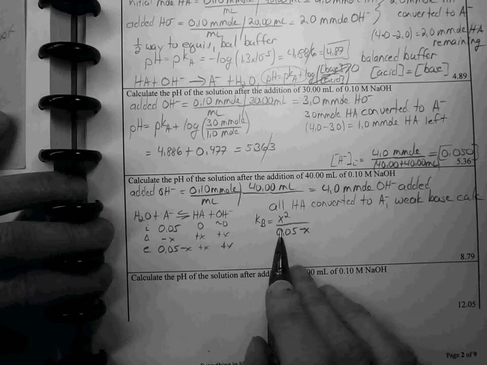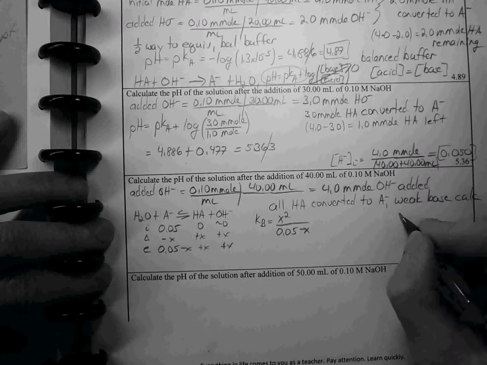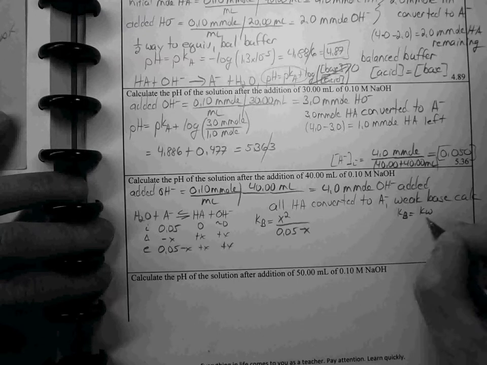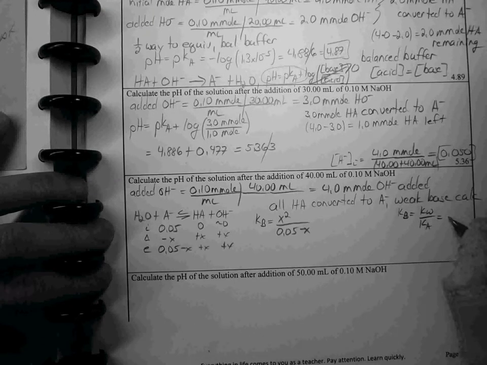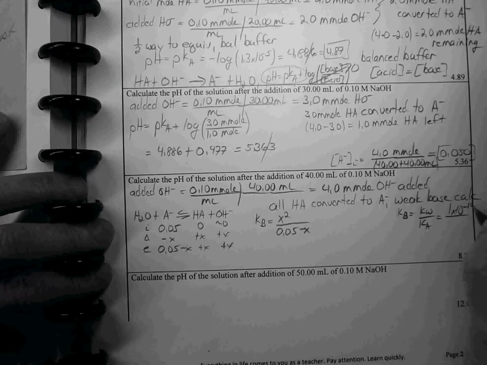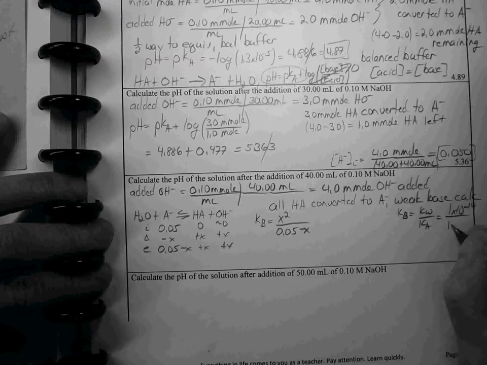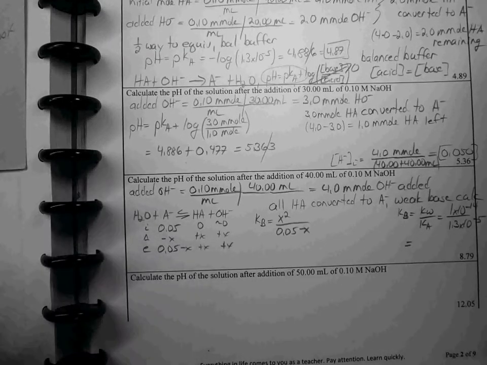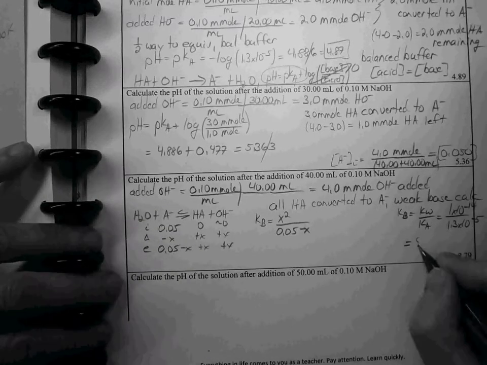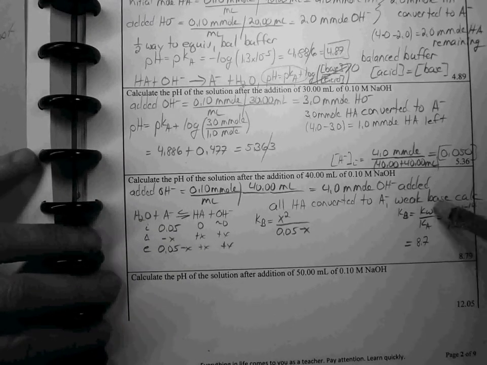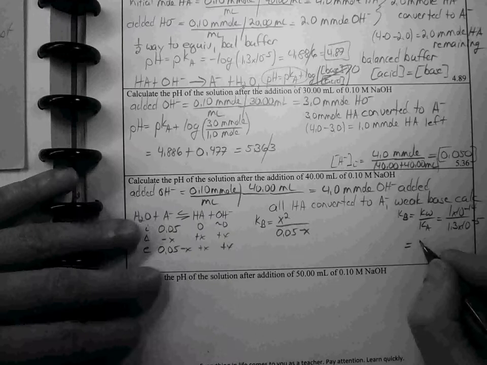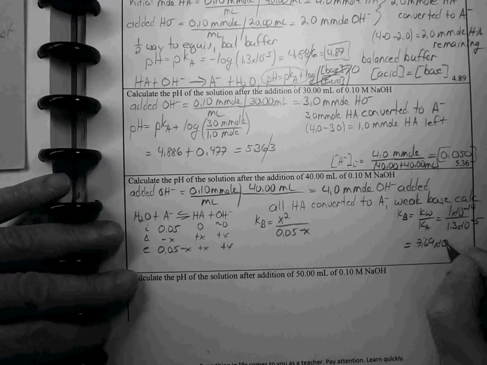Okay, now Kb is the Kb of our conjugate base. So Kb is equal to Kw divided by Ka. 1 times 10 to the minus 14 divided by our Ka of our initial acid. And we find our Kb is 7.69 times 10 to the minus 10.